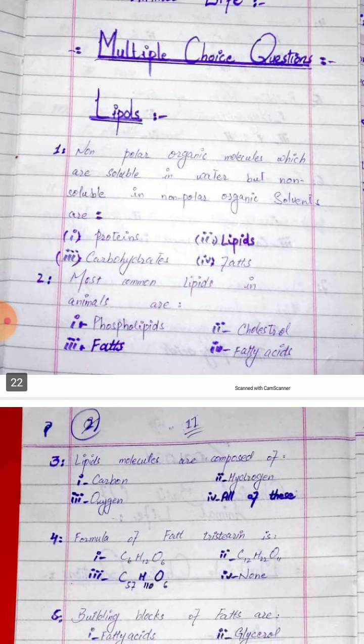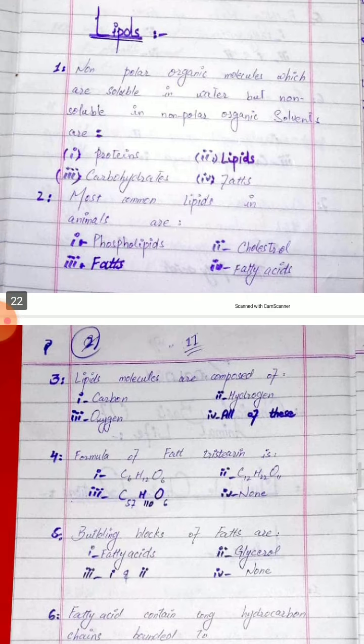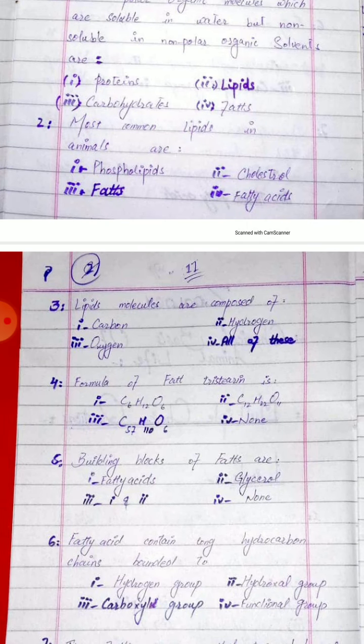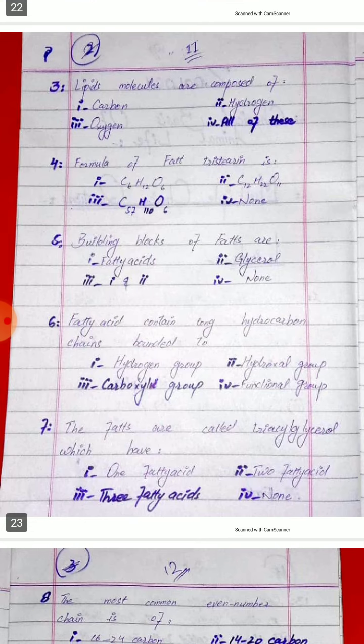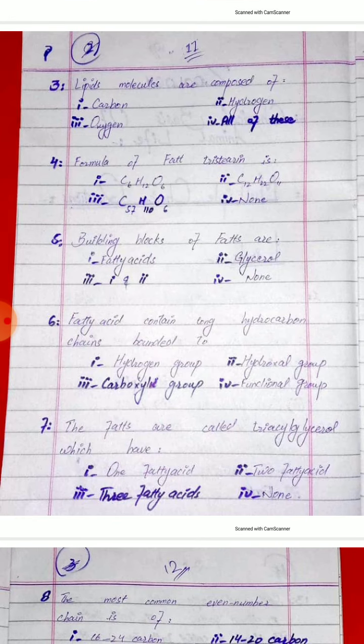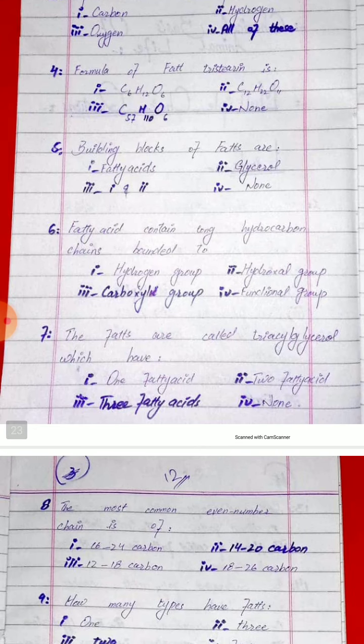Next, lipids. Lipids are non-polar organic molecules which are non-soluble in water but soluble in non-polar organic solvents. The most common lipids in animals are fats. Lipid molecules are composed of carbon, oxygen, hydrogen. The formula of fat, tristearin, is C57H110O6. The building blocks of fats are fatty acids and glycerol.